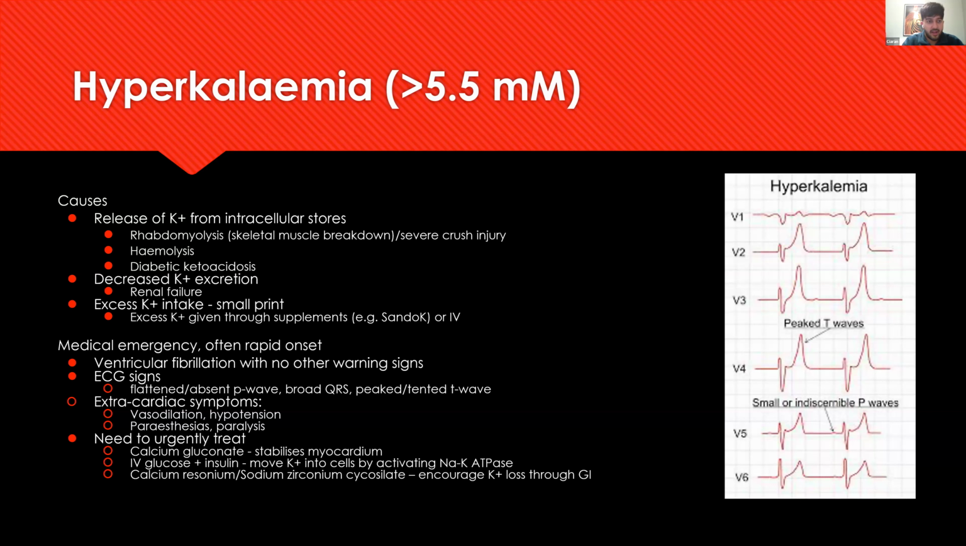In terms of why we might get hyperkalemia, we can think of three key reasons. A very common reason will be the release of potassium from the intracellular reservoir, which will translocate into the extracellular fluid. A key way that can happen is through rhabdomyolysis or skeletal muscle breakdown, or a severe crush injury and trauma, where cell lysis results in release of all that intracellular potassium into the extracellular fluid, raising the potassium. You can get hemolysis, a similar principle, or for example diabetic ketoacidosis, where you get the acidotic effect, but also the lack of insulin, which is preventing the translocation of potassium into cells.